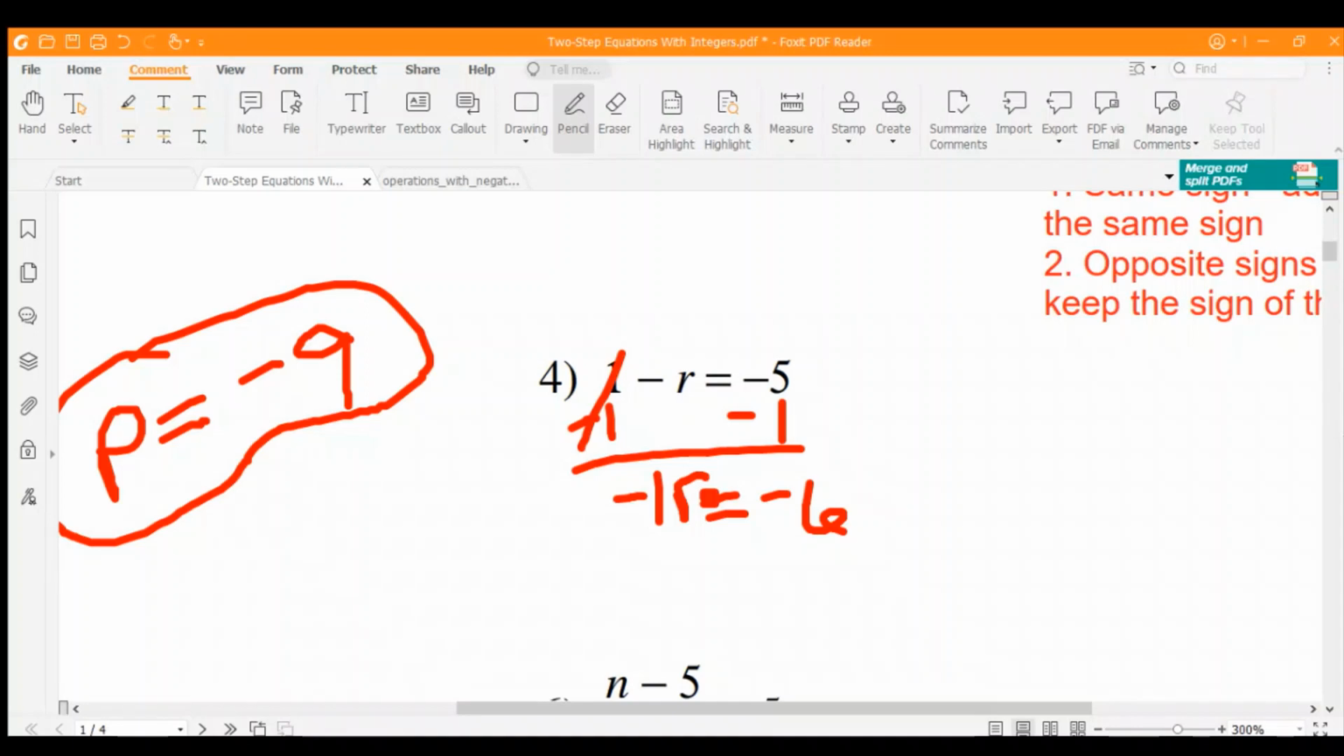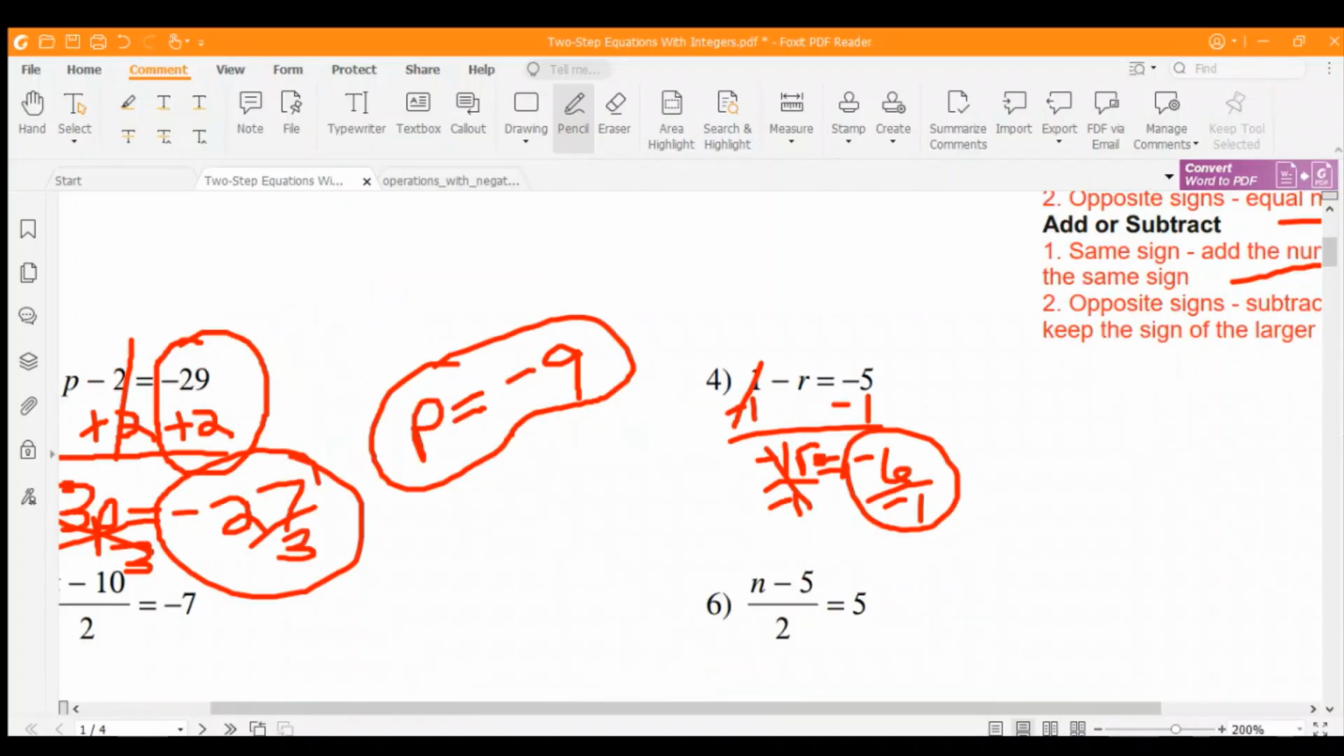And so you'll see that that's negative 1 times r, technically, if you've been taught correctly. Anytime you got a number right next to a letter, it's being multiplied. The inverse of multiplication, which is what we have to do, is division. So we're under this situation where we're now dividing, and you're dividing two negative numbers.